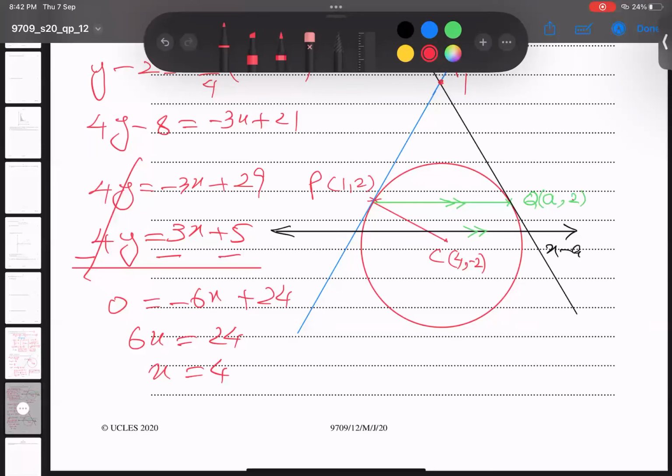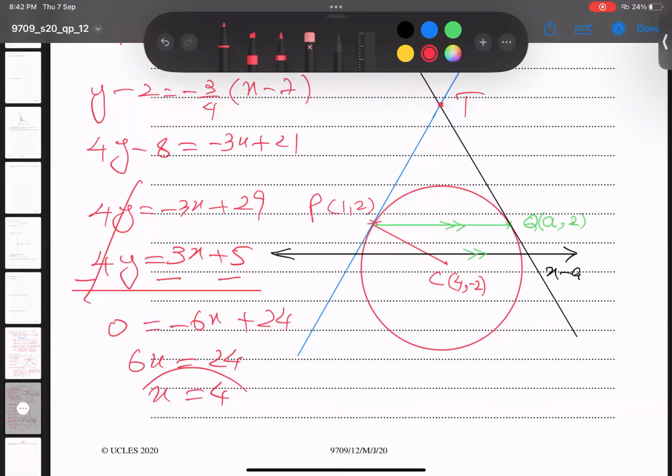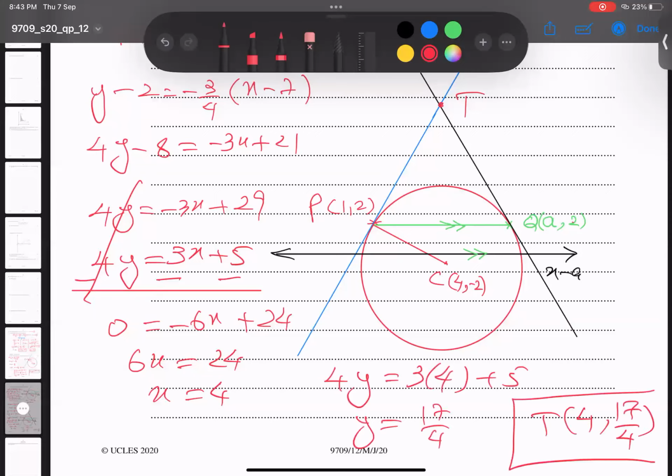So it means 4 is the answer, and I'm looking for the other coordinate. Simple, plug in any one equation, upper or lower. I plug in this equation. So let's see, 4y equals 3 times 4 plus 5, and I got 12 plus 5 is 17, and 17 by 4 is my answer. The T coordinate turns out to be 4 comma 17 over 4. Alhamdulillah, this is my answer for the point of intersection, and the question is complete.